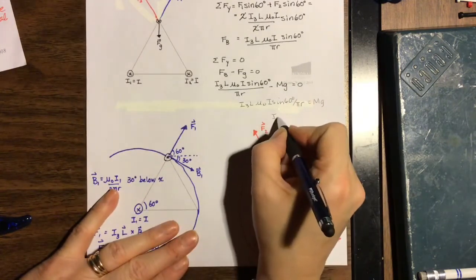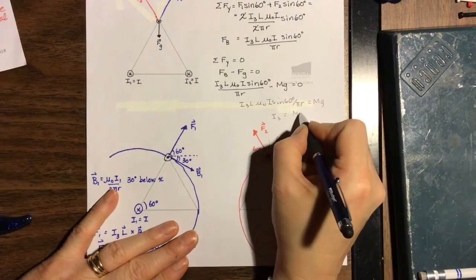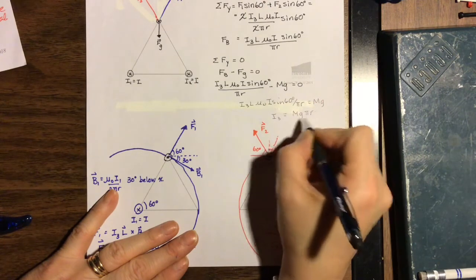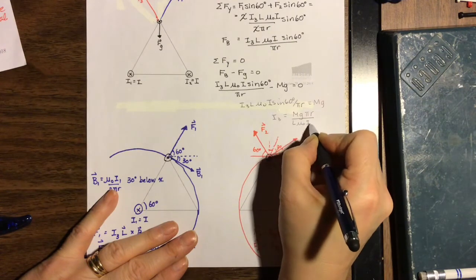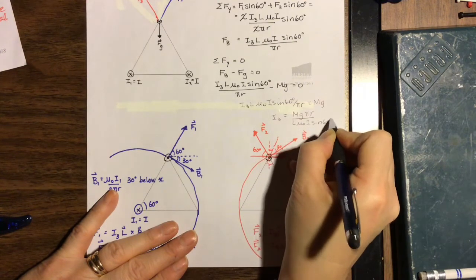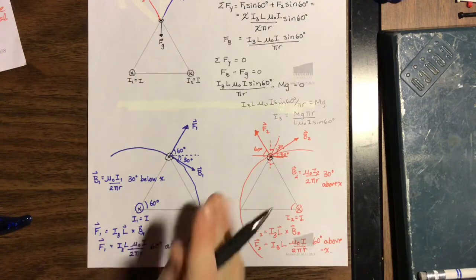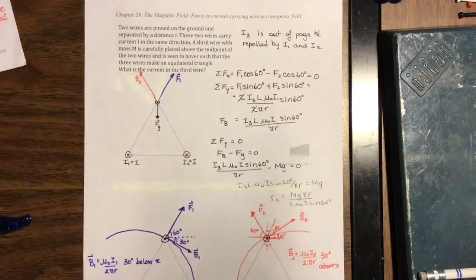I3 equals mg times pi r divided by L times mu naught times I times sine 60 degrees. So there's the magnitude of current that will allow that to float, and the direction has to be out of the page so that we get the force in the right direction.